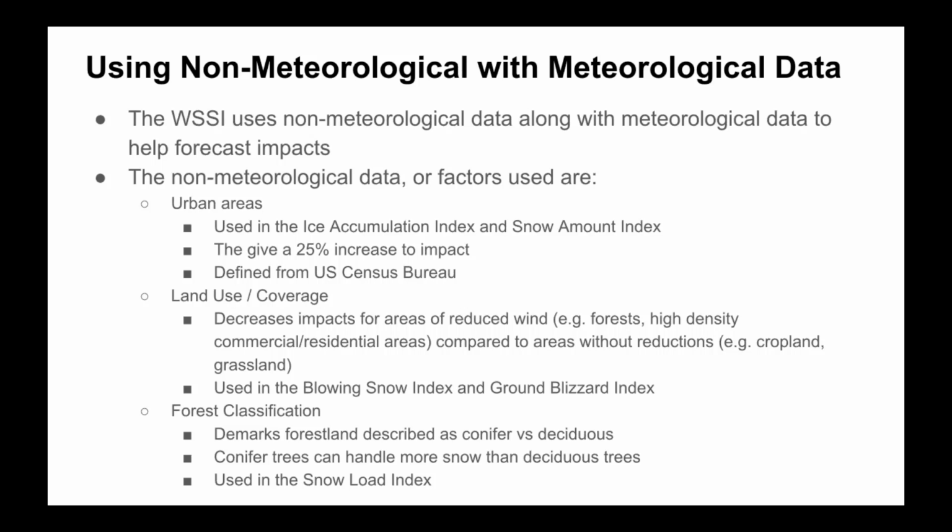And finally, forest classification. So this is kind of a two-part system. It checks for trees, yes or no, and then it checks to see if those trees are conifer or deciduous trees. Studies have shown, several papers have shown that conifer trees can handle more snow load than deciduous trees. So therefore, if you are in a deciduous tree area, there is a chance for snow load to be higher. Now note that there is a reduction.